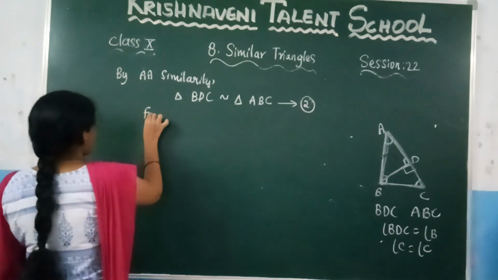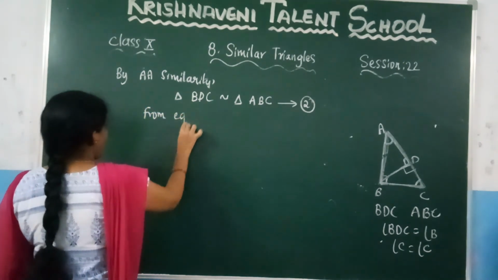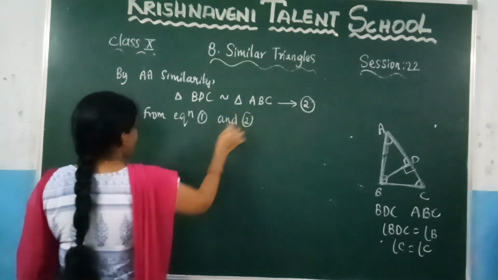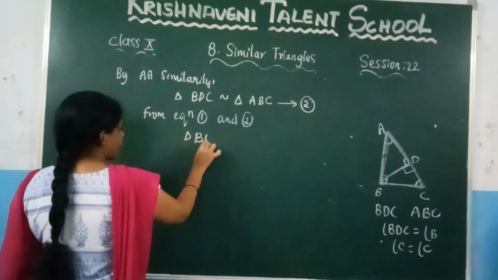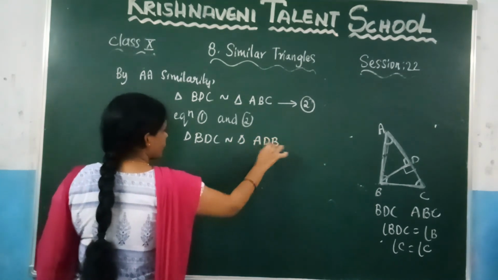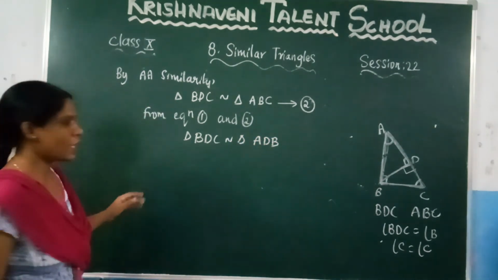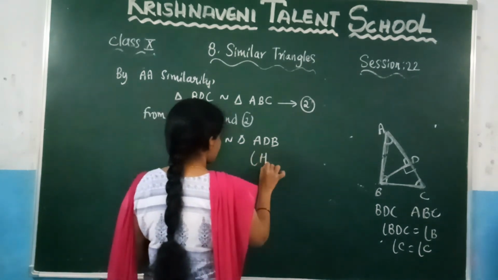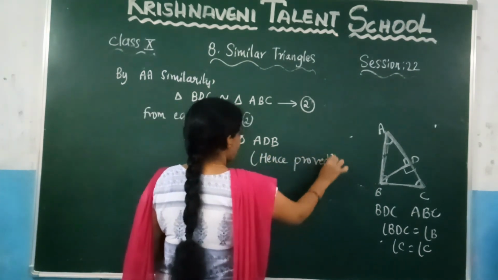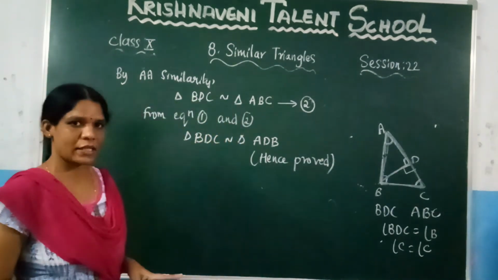Therefore, from equations 1 and 2, triangle BDC is similar to triangle ADB. Right? This is what hence proved. So write it here at last. Hence proved. Right? What is the theorem states fixed here?